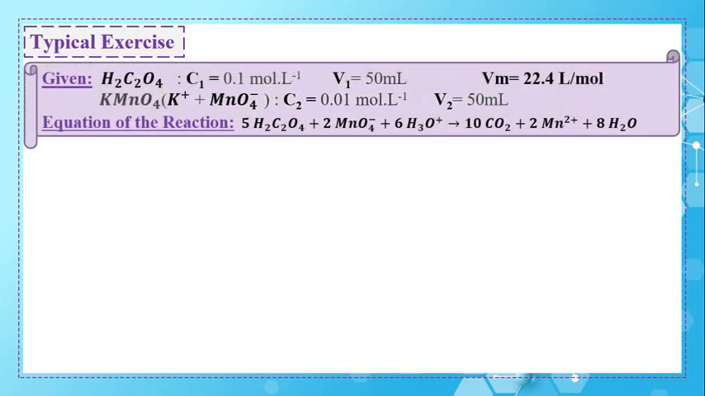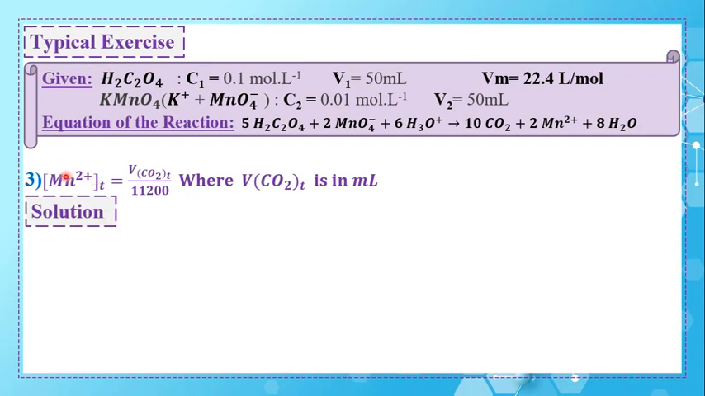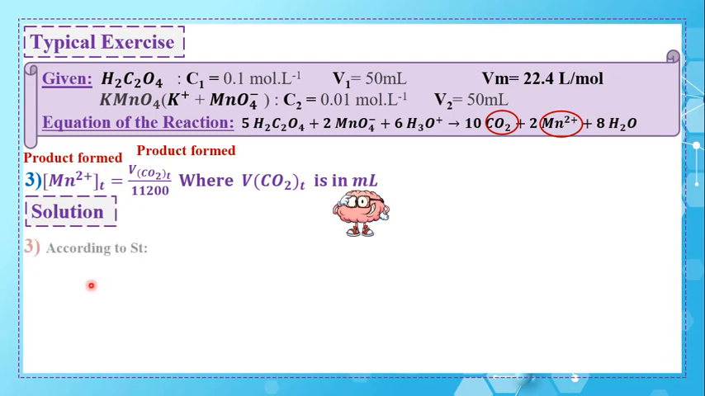Now, the third relation in our video, the concentration of Mn2 plus at instant T, which is a product formed, and the volume of CO2, which is also a product formed. So the relation is between a product formed and another product formed. So I can get the relation between two products formed by referring to the stoichiometry of the reaction. And I will start by Mn2 plus, since it is in the beginning here in the relation.